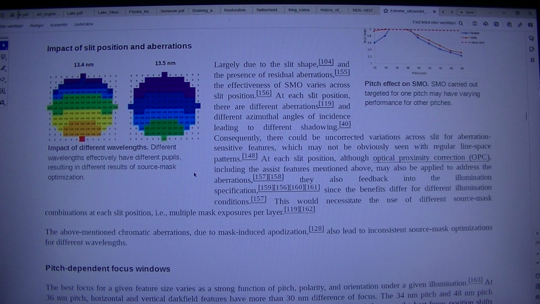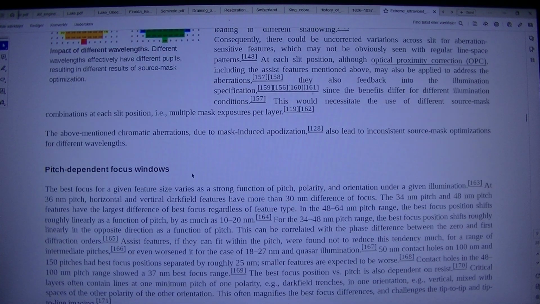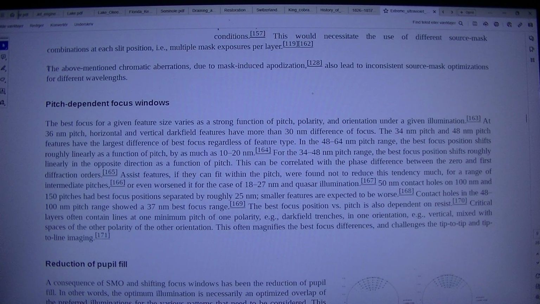At each slit position, although optical proximity correction, OPC, including the assist features mentioned above, may also be applied to address the aberrations, they also feed back into the illumination specification, since the benefits differ for different illumination conditions. This would necessitate the use of different source mask combinations at each slit position, i.e., multiple mask exposures per layer.